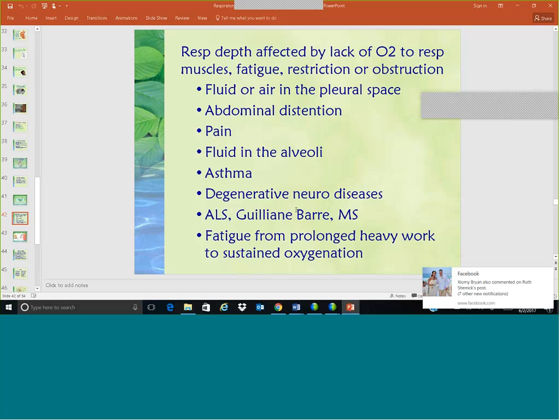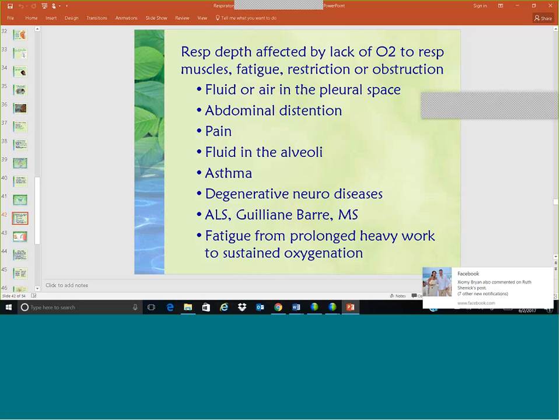Degenerative neurodiseases. So what are some degenerative neurodiseases? We think of ALS or Lou Gehrig's. Guillain-Barré causes paralysis. Guillain-Barré goes from your toes up. And if the respiratory muscles are paralyzed, then this person will need to be intubated and on a ventilator. There is MS. There's also something called myasthenia gravis, which is also a neurodisease, but it goes from the head down, the opposite of Guillain-Barré. They're different diseases, but one goes from the toe up and one goes from the head down. But they can, again, paralyze the respiratory system as well as other muscles of the body.